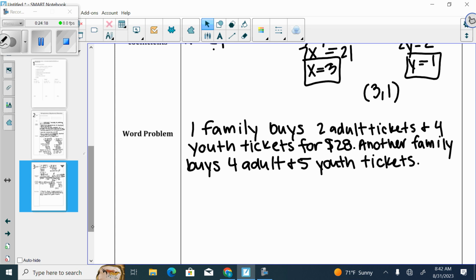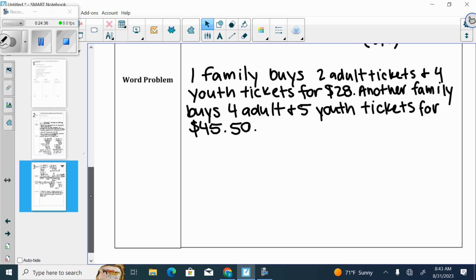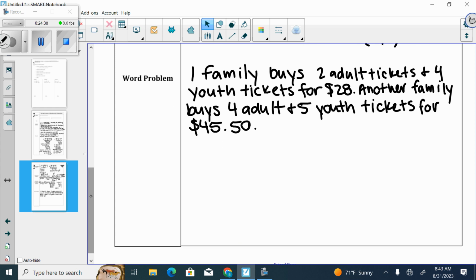All right. So, for $45.50, sorry. Okay. And we are going to figure out how much an adult ticket and how much a youth ticket would cost based on this information. So in order to do that, we need to write a system of equations. That means I'm going to write how many equations? 2. So we've got to have 2.